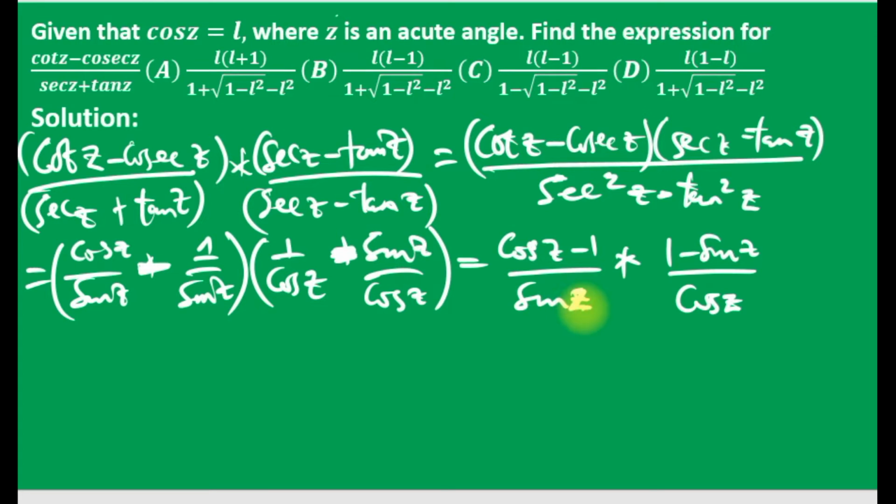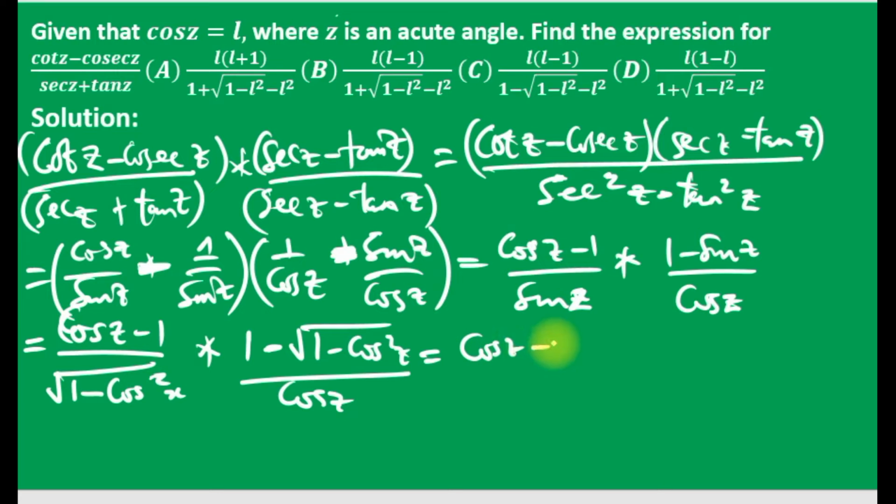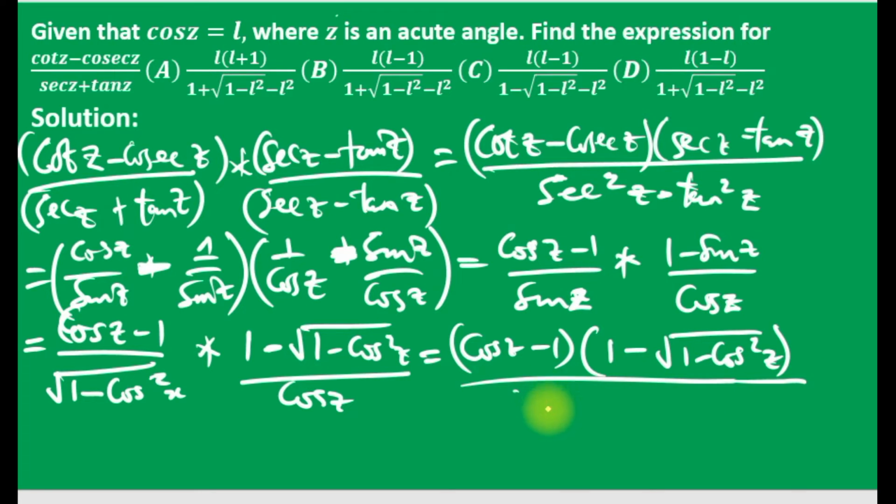And we know from our Pythagorean identity, sin z, because we are given in terms of cos z, so we need to change this to cos z. So this is (cos z minus 1) over the square root of 1 minus cos squared z, times (1 minus the square root of 1 minus cos squared z) over cos z. So we have this times this: (cos z minus 1) times (1 minus the square root of 1 minus cos squared z) over cos z times the square root of 1 minus cos squared z.